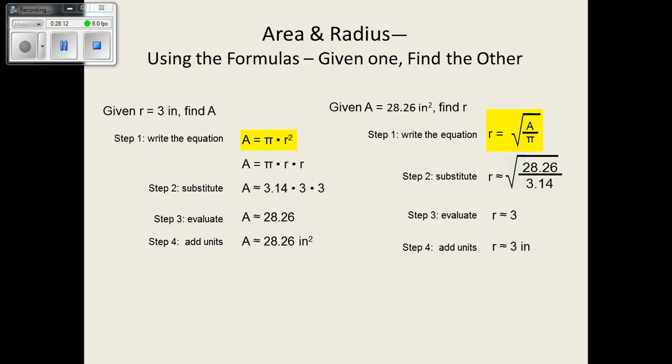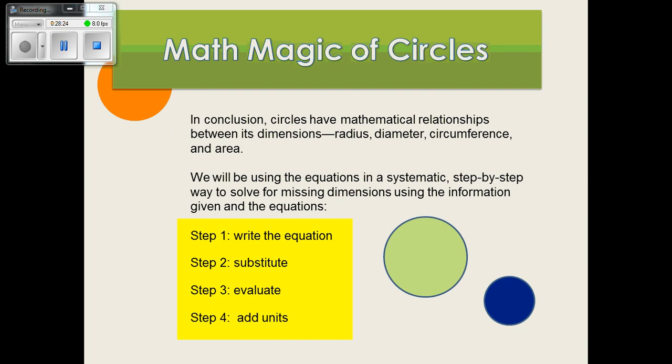And we will be practicing these guys. So no worries, no hurry. We will get them down. And that is actually the end of our circle relationships that we're going to be working with. So in conclusion, the math magic of circles, there are mathematical relationships between the various dimensions, the radius, the diameter, the circumference, and the area. And what we're going to be doing is using the equations in a systematic step-by-step way to solve for the missing dimensions using the information given and the equations.